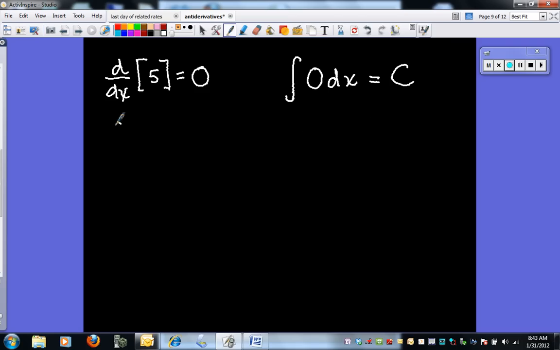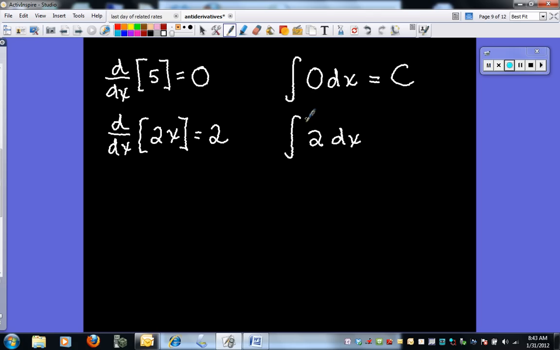How about when we took the derivative of a coefficient times x? What was that equal to? Well, it was equal to just whatever the coefficient was. So the derivative of 2x is equal to 2. Alright, so let's go the reverse. What's the antiderivative of 2 dx?